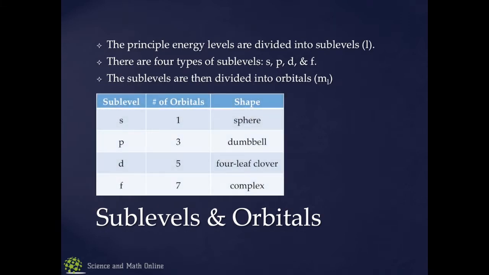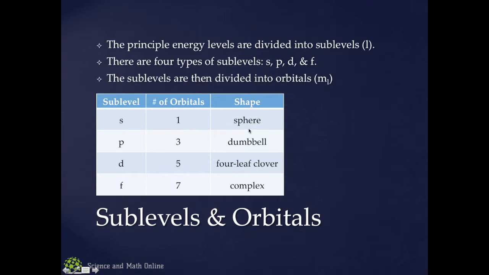So we have our sublevels, S, P, D, and F. If you have an S, it only has 1 orbital. P's are divided into 3 orbitals. D's into 5, F's into 7. So if you can remember S, P, D, F in order, the number of orbitals is just consecutive odd numbers: 1, 3, 5, 7.